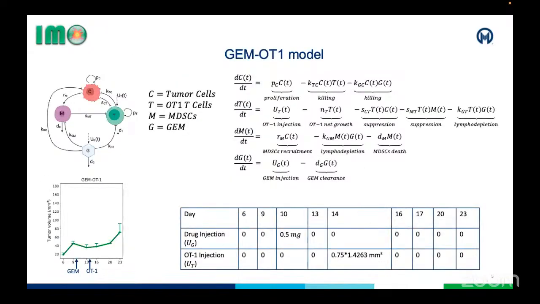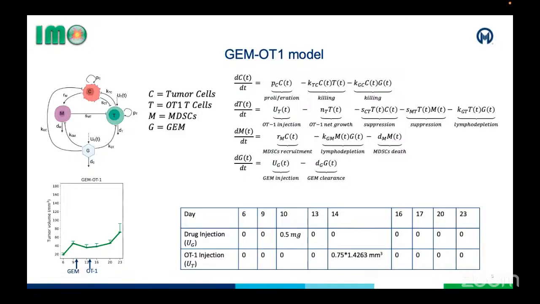So this is the differential equation model we came up with. If you remember from the talk by Anna yesterday, she gave a variant of this differential equation model. There are 3 interacting cell types: the cancer cells, the MDSCs, and the T cells, and then the drug gemcitabine in that compartment. One of the assumptions in this version is that there are no T cells in this model until they were given on day 14.